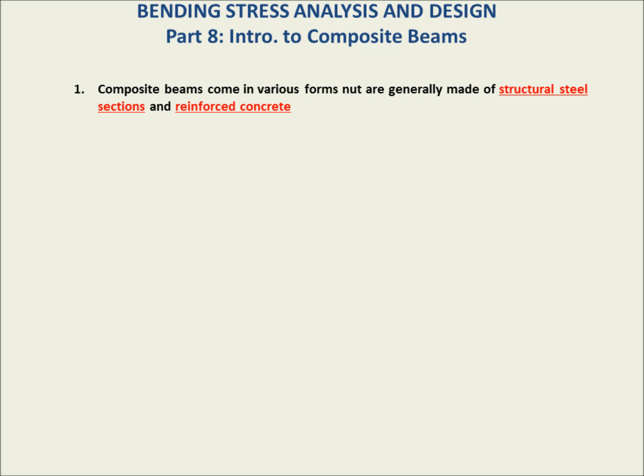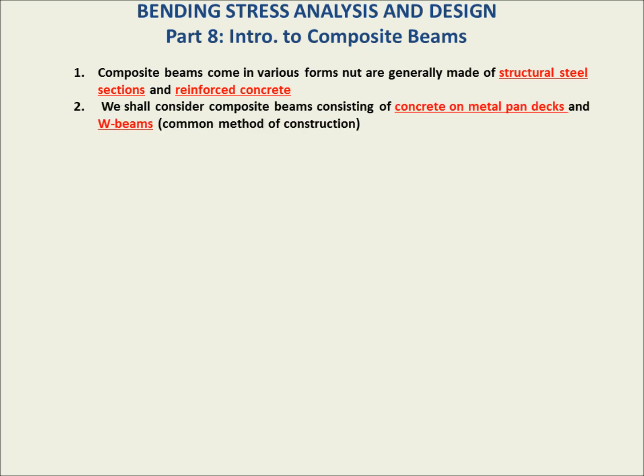The particular kind of composite beam construction that we'll be looking at today is a common method of construction for multi-story steel structures, and it is made with concrete over metal pan decks, below which we have steel beams. Now let's consider the diagram that we have here.